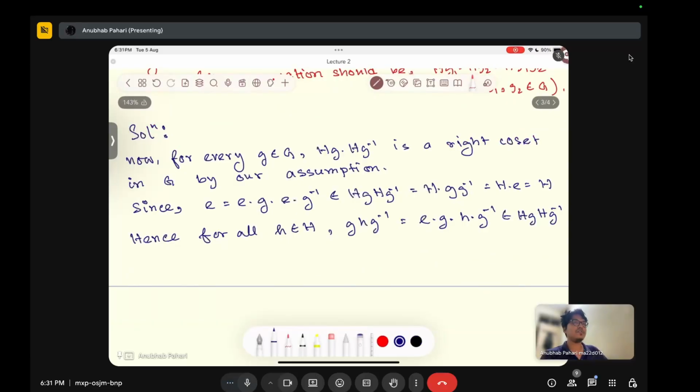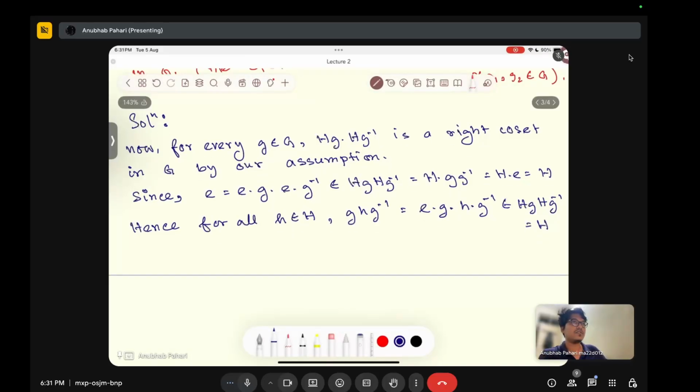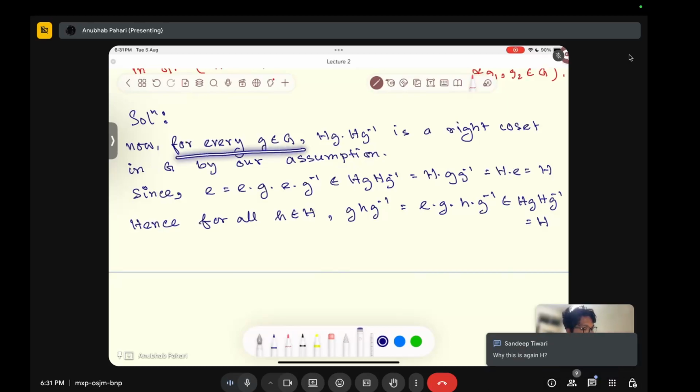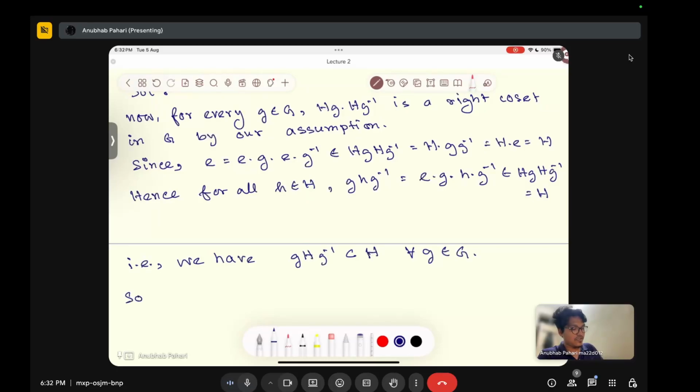So yeah, this is again H. So what we have shown is that for all h belonging to H, and for every g belonging to G, it should be that small g h g inverse belongs to H. That is, we have g h g inverse belongs to H for every g belonging to G. So we are done.